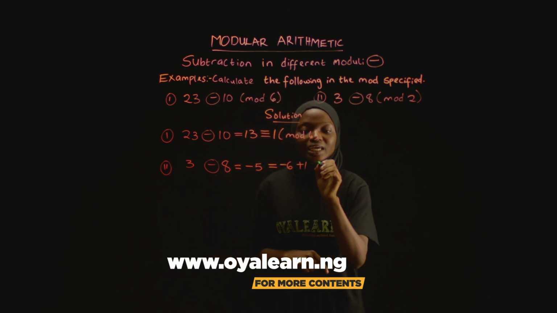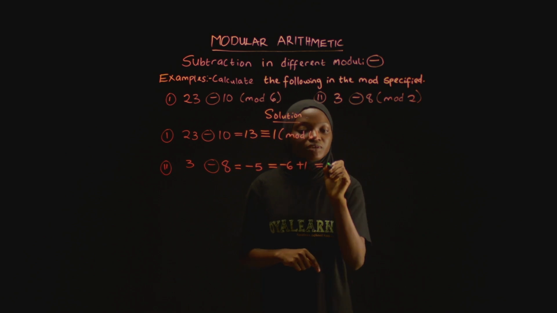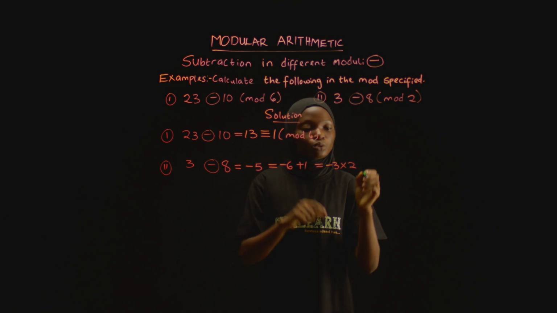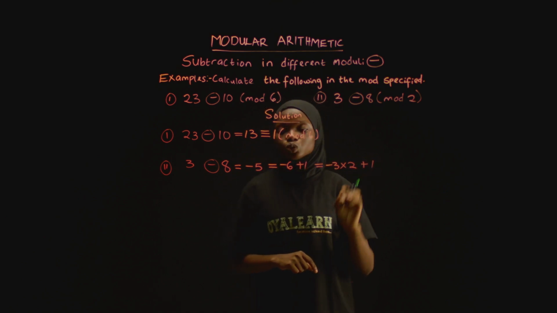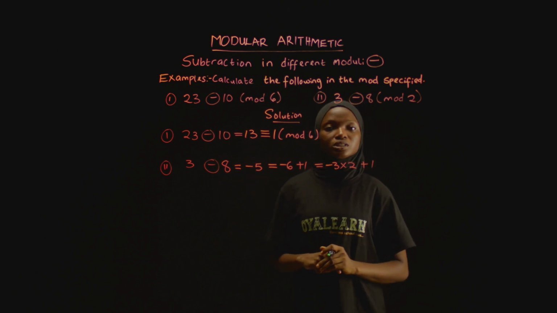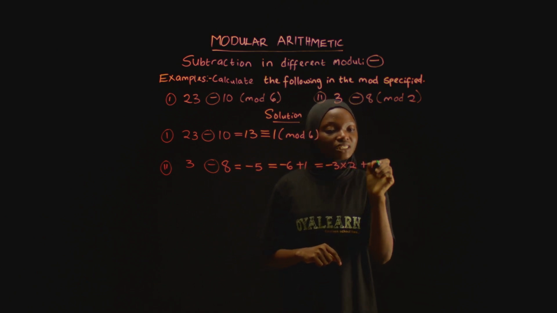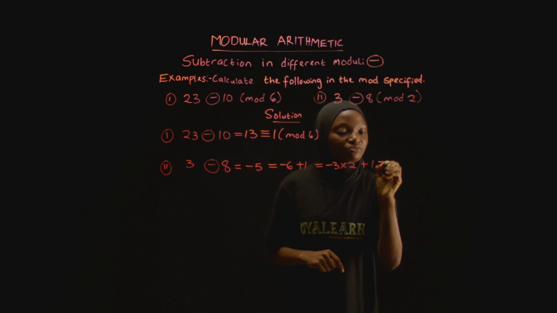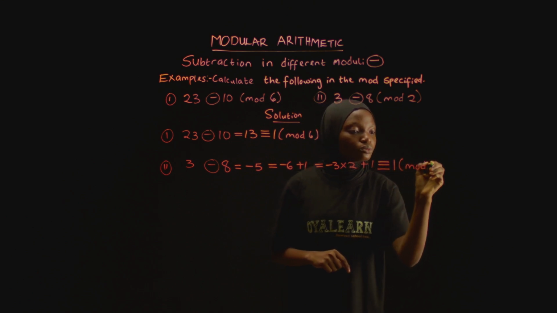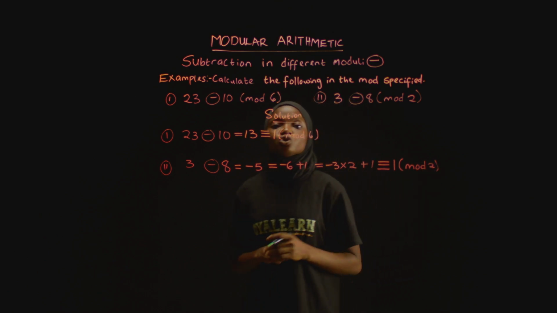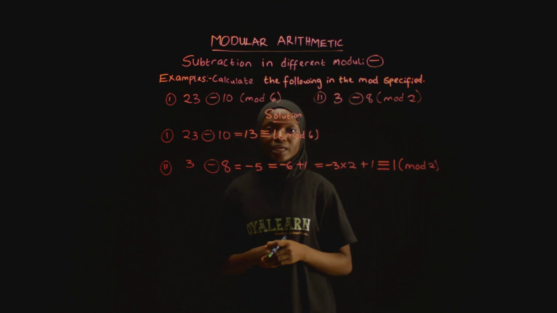And this minus 6 here is the same thing as having minus 3 times 2 plus the remainder, because minus 3 times 2 gives us back minus 6, plus 1 gives us back minus 5. So here we just pick out the remainder, the positive integer we have at the back. So this is equivalent to 1 in mod 2. And that's how to subtract in different moduli. Thank you.